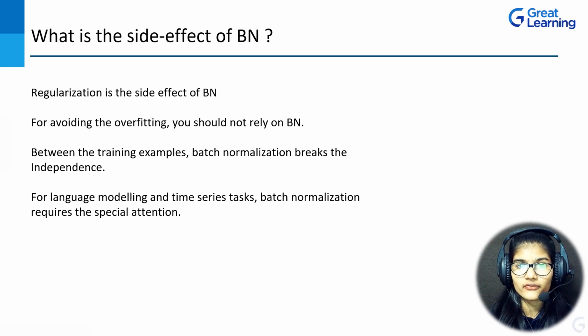So there are four side effects of batch normalization which I mentioned here. Let me take you once again through all of these four. Regularization is a side effect of batch normalization. Very true, right? It's one of the biggest side effects. For avoiding overfitting, you should not rely on batch normalization. It helps with overfitting and acts as a regularizer. That's so true. But to avoid overfitting, you should not at all rely on batch normalization.